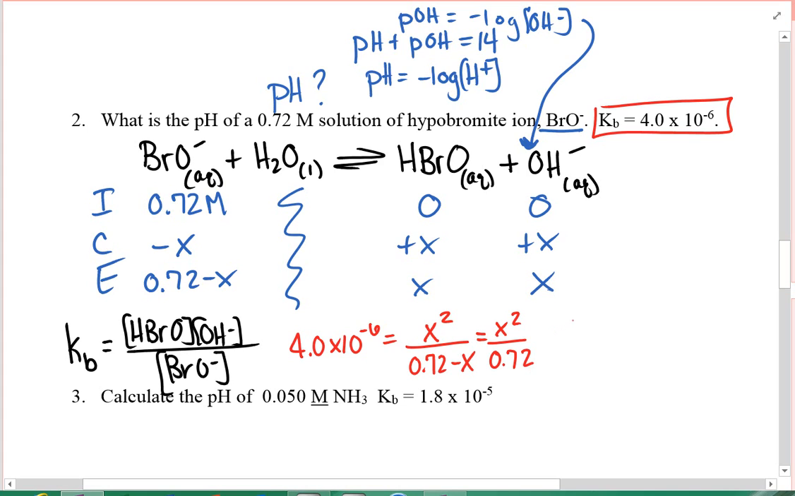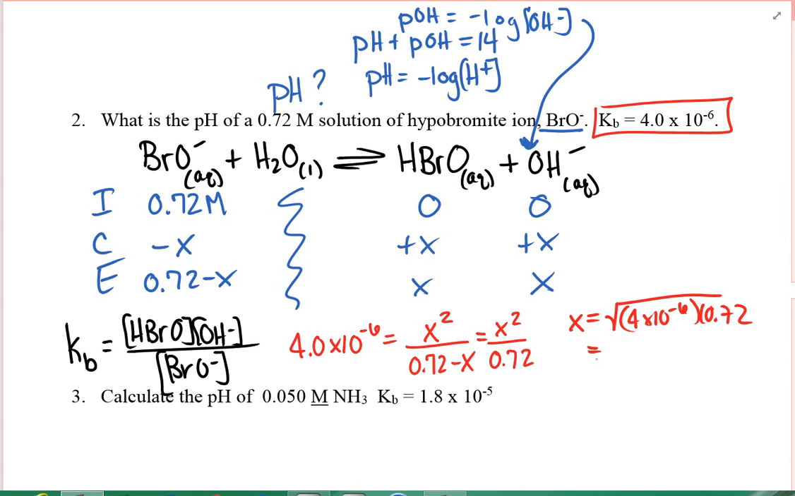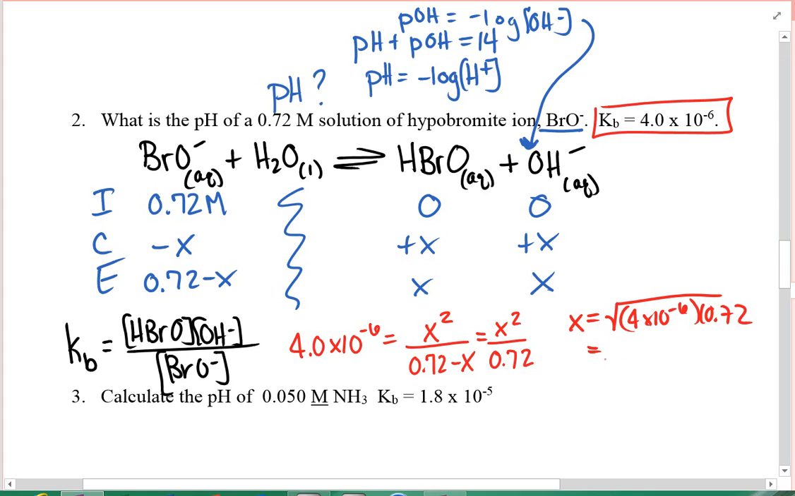So I'm going to rearrange to solve for X. So X is the square root of 4 times 10 to the negative 6th times 0.72. So give me a moment while I plug this into my calculator. Times 0.72, and then I'm going to take the square root of it. I should end up with 0.0017 molar. And the key thing to remember is that this is your hydroxide ion concentration.